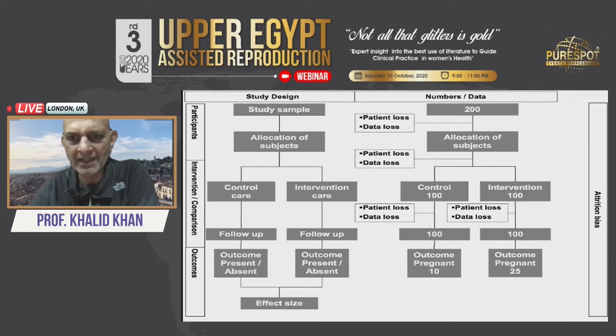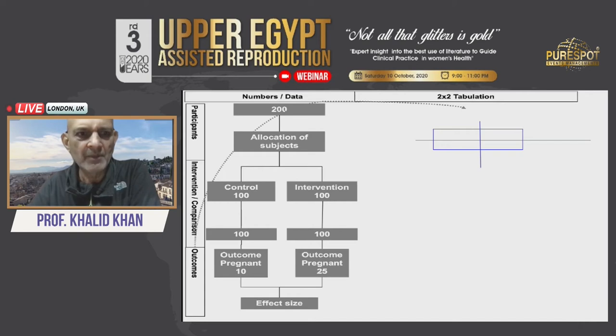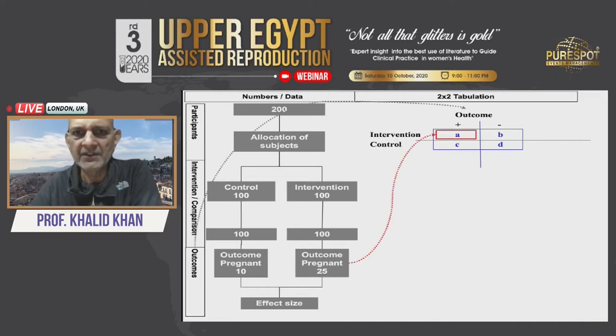And here, let's say 100 people in each group were followed up and the intervention led to 25 pregnancies. And the control group or the standard care led to 10 pregnancies. Then how do we calculate the effect size? We're going to look at that just now. So the information concerning outcomes goes at the top of a 2x2 table. The intervention and control information goes on the side of the 2x2 table. We put these numbers on the outcomes here as shown on the slide.